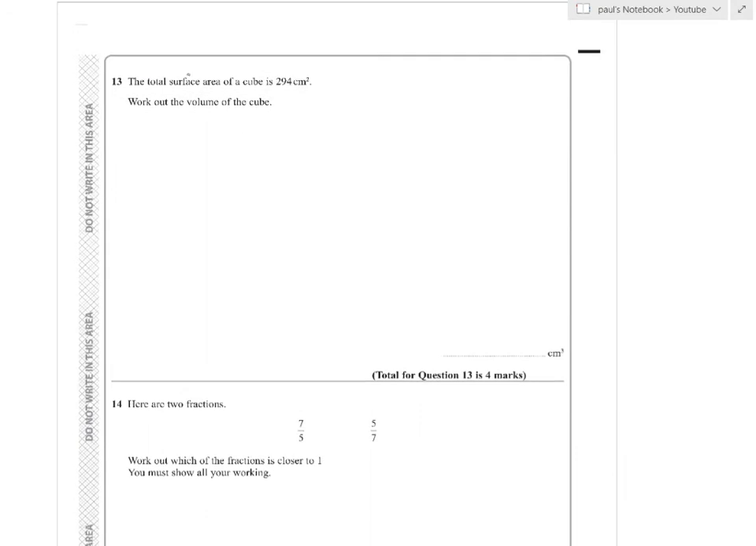The total surface area of the cube is 294. Work out the volume. So we've got the cube there, and 6 sides, so 294 divided by 6. 4 6s are 24, 5 6s are 30, so that's 4 with 5 over, and 6 9s. So each area is 49. Area of one side is 49 centimeters squared.